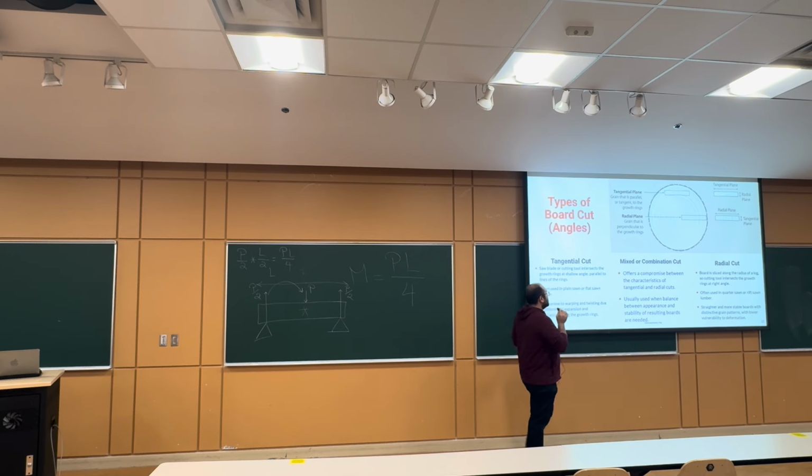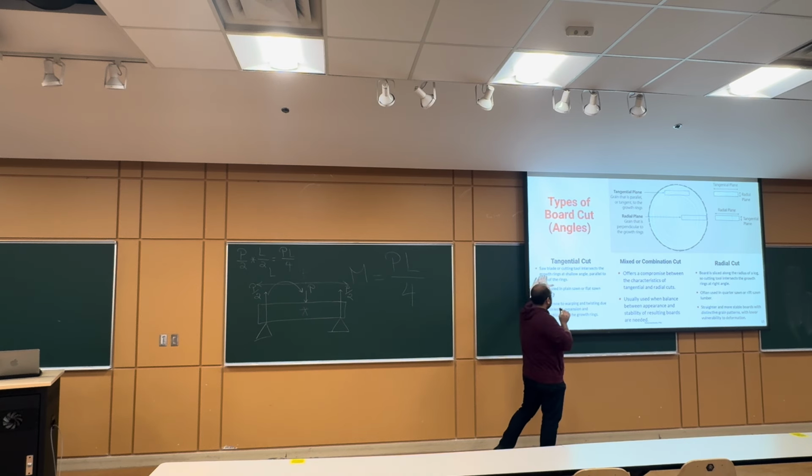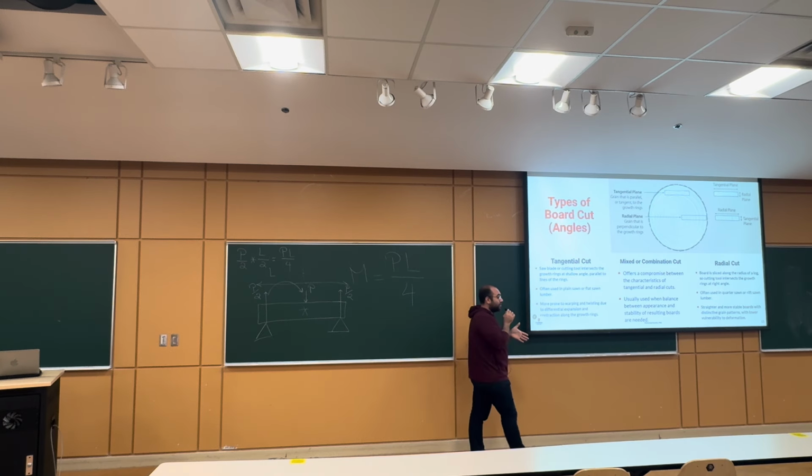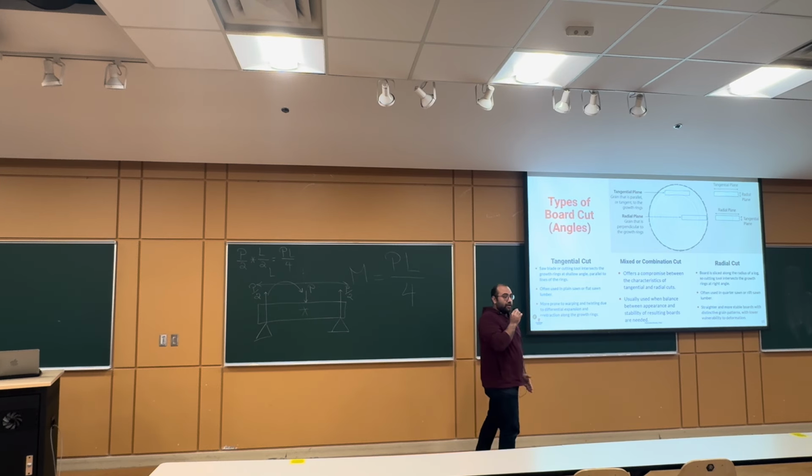So let's start with the tangential cut. The tangential cut is usually accompanied or mentioned with plain sawing, or plain sawing, I'm sorry. So the saw blade or the cutting tool intersects the growth rings at a shallow angle, which means that we are cutting in a uniform way from top to bottom, parallel to the line of the rings.